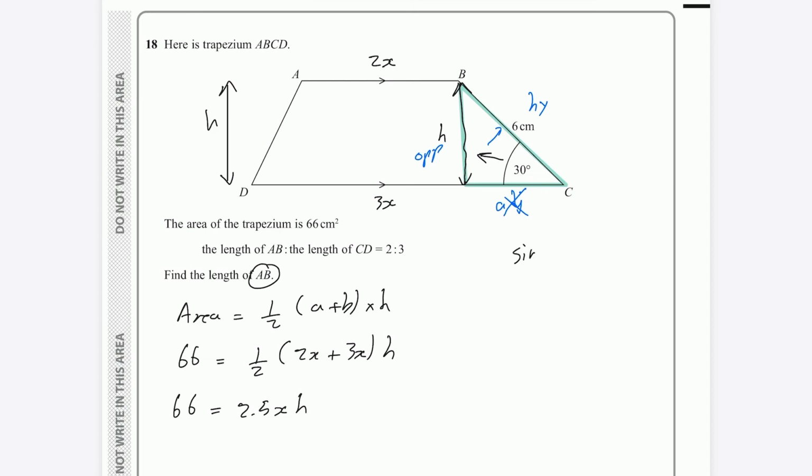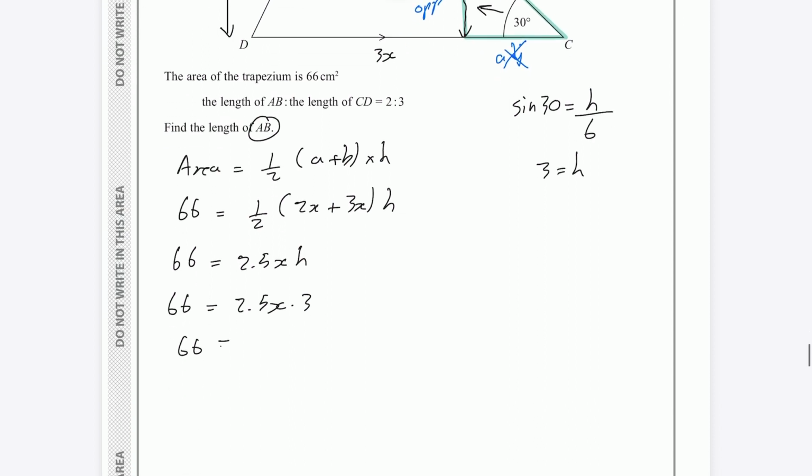So we now have sine 30 is equal to the opposite, which here is the height, over the hypotenuse, which is 6. So we have 6 times sine 30, which is 3, is equal to the height, because sine 30 is a half, so you will need to know that for this, it's a non-calculator paper. So if I now come here, I have 66 is equal to 2.5x times 3. So that is 66 is equal to 7.5x.